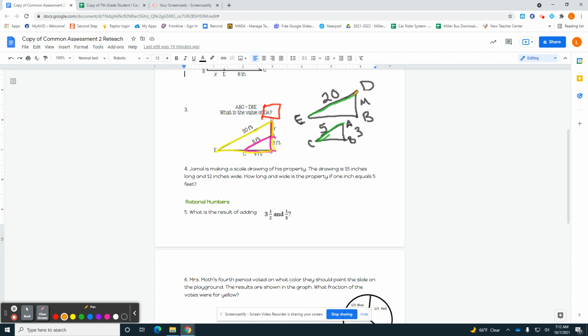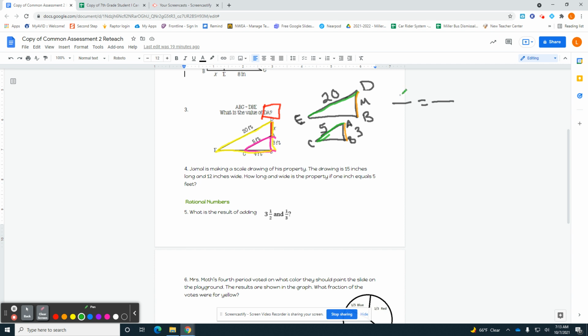And then my corresponding side for DB would be AB, because that is my straight vertical side on my triangle. So now I can set up my proportion. I'm going to start and set them up within the same triangle. So this one I'm actually going to set up by corresponding sides. So I'm going to compare them based on sides.